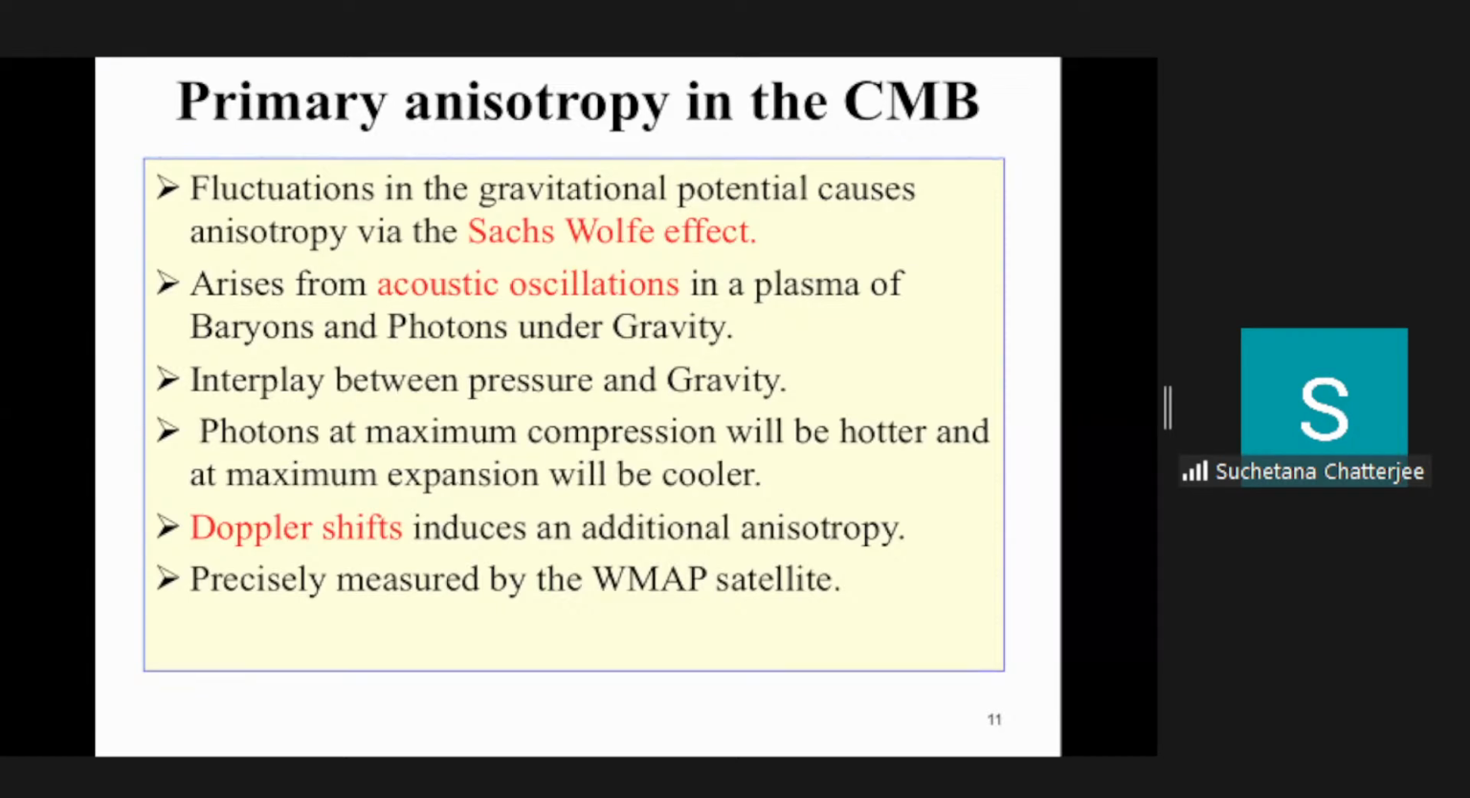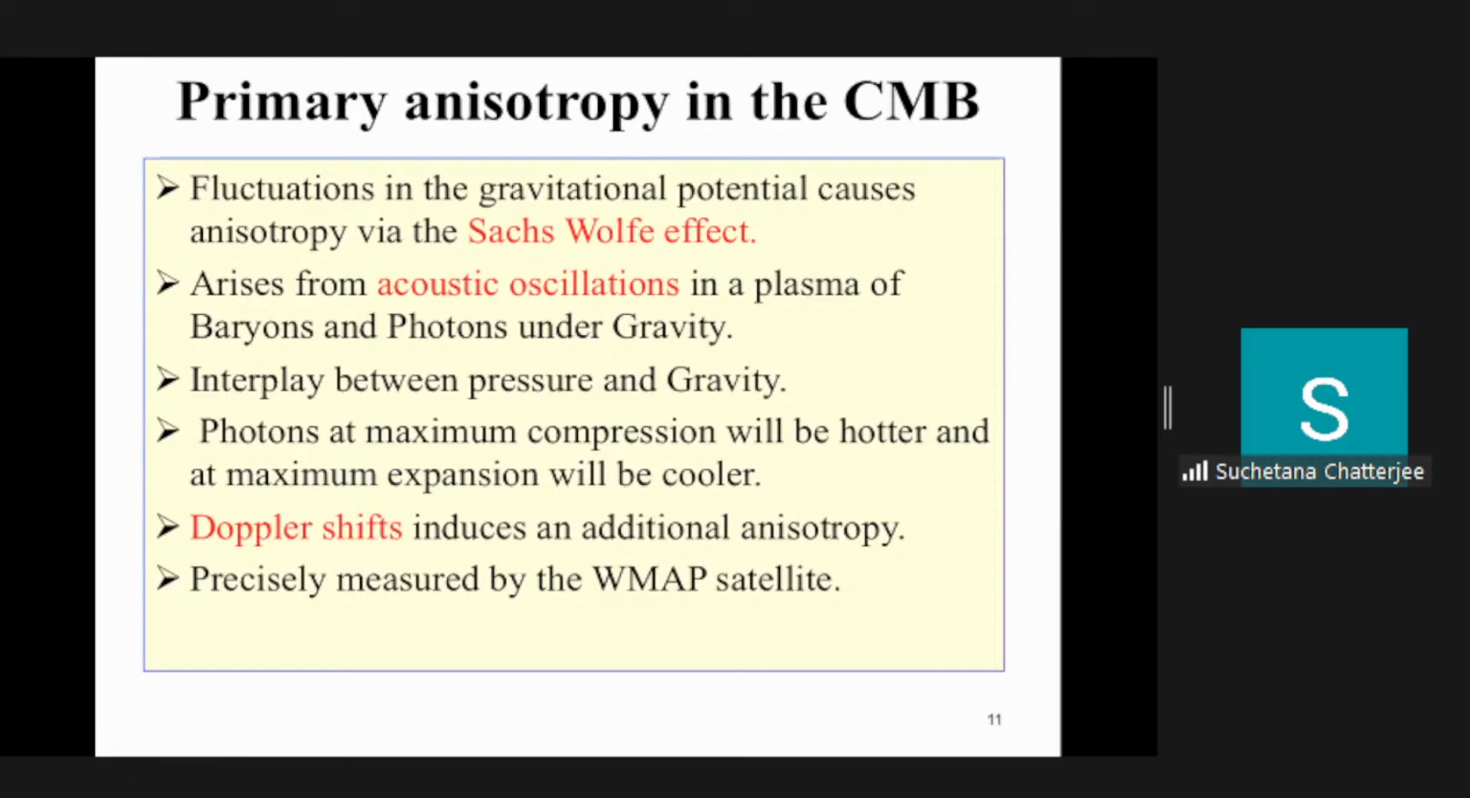And as a result of that, there is an interplay between pressure and gravity. As a result, we will see something called acoustic oscillations. Sound waves will be generated in the universe because we are talking about the propagation of fluid perturbations, that is, sound waves. So we'll have sound waves in the universe, and this compression and rarefaction will happen.